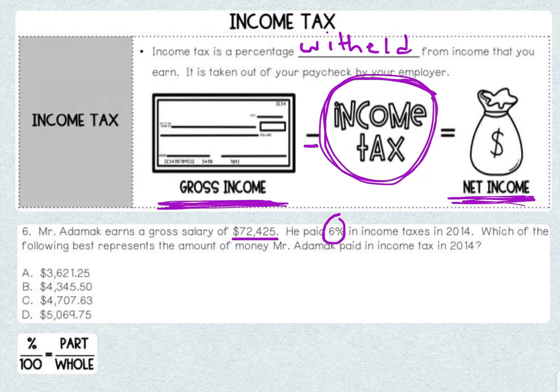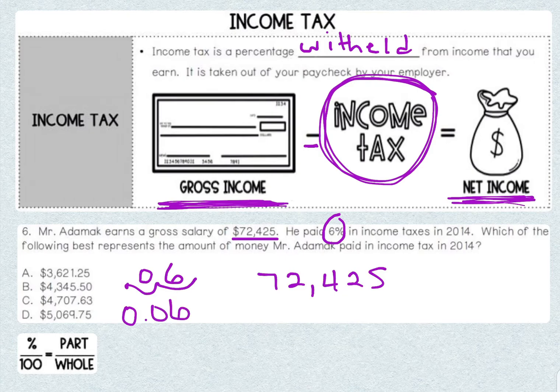So we're going to take our salary, $72,425, and I'm going to use that same strategy again. Now remember, if you want to use the percent proportion, you can. That is up to you. If not, use this strategy where we take the percent, divide it by 100 to get our decimal, 6 hundredths, and that's what we're going to multiply.